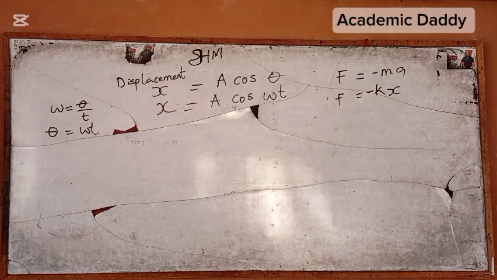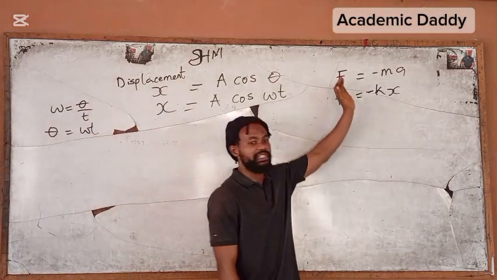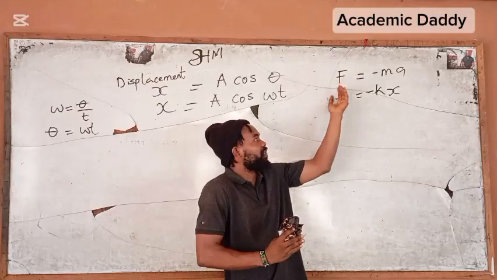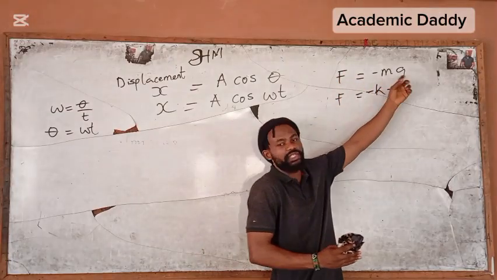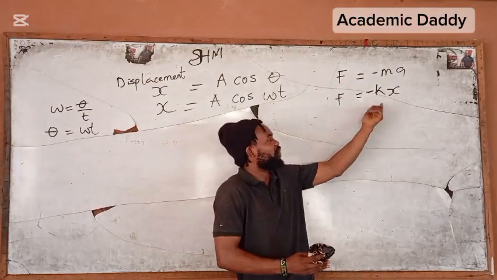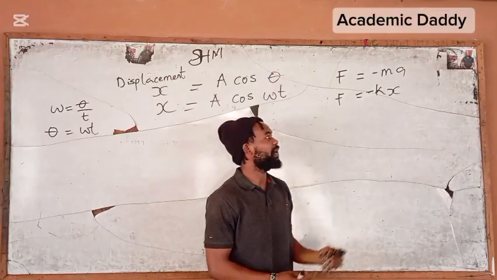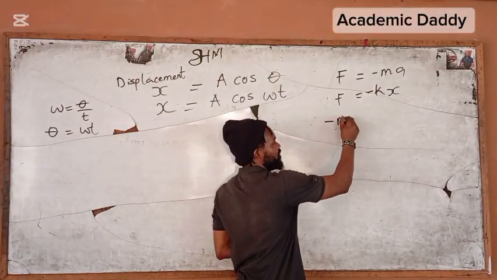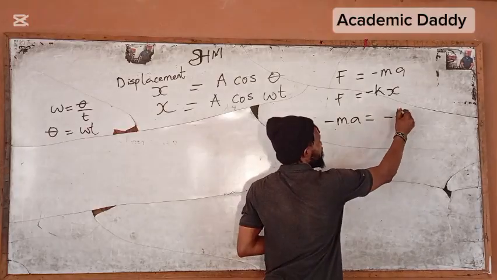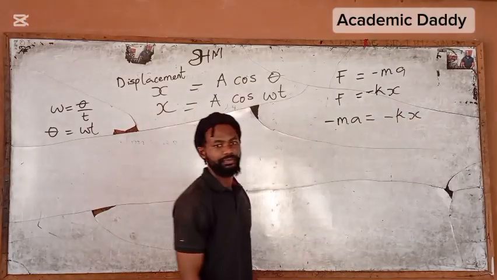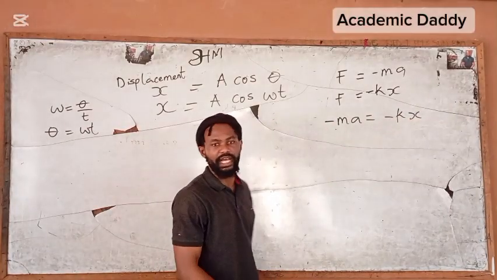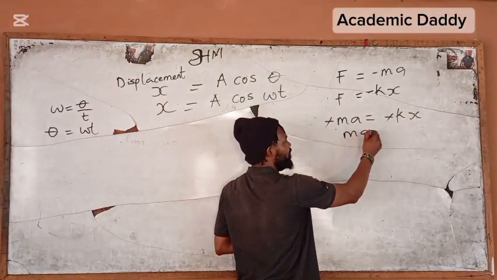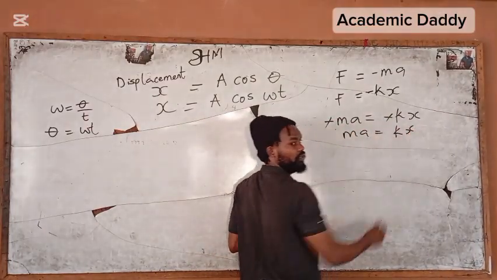So please, what that definition of simple harmonic motion simply says is these two things. Anytime you are thinking of simple harmonic motion, know that F equals minus MA, and F equals minus KX. So if I put these two things together, minus MA is equal to minus KX. Is it not true? Minus minus can cancel each other, so that I now have MA equals KX. Is it not true? Yes.